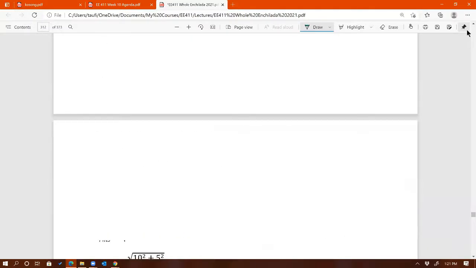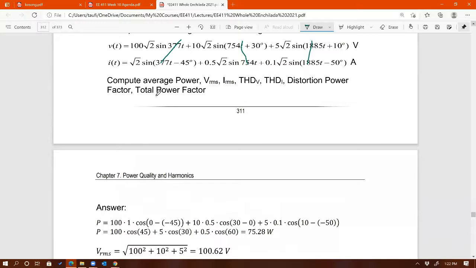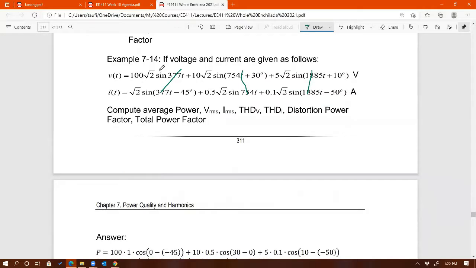In this case, if you look at the equation, you can see that it's given by the amplitude 100 times √2. So when you do the THD calculation, you just need to include the 100, without the square root of 2.